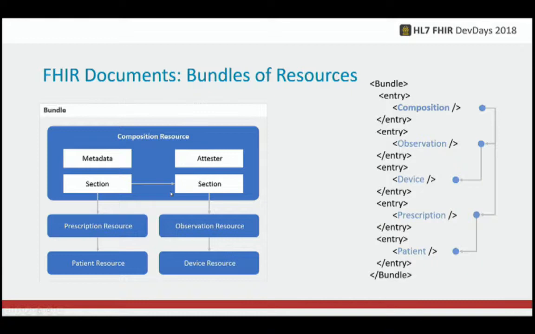Then you've got a series of sections, and those sections can nest, but in practice they usually don't in the US. And those sections can then point to various discrete resources to contain all that coded information. Those sections themselves also contain narrative markup in XHTML. So when you bundle all that together, you get a bundle resource with a series of entries, the first one being the composition resource, which then points to everything else.